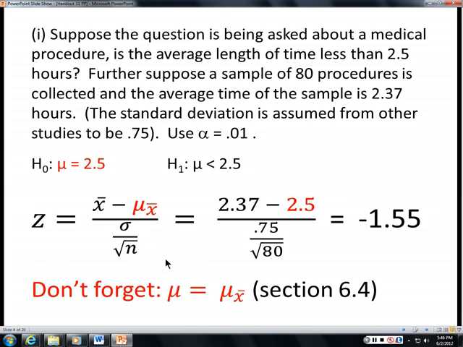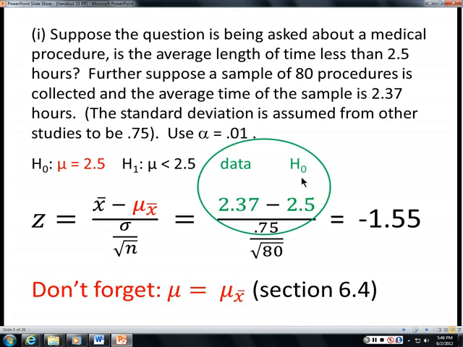So notice that you learned in section 6.4 that the population mean and the mean of the sample means must be the same number. And when we test the null hypothesis, we're assuming that this is true. So that means that the population mean, and also the mean of the sample means, which is going to equal the same number, are both going to equal 2.5. And so we're testing the null hypothesis. That number goes here, and our data number goes here. That's our sample mean from collecting this sample of 80.